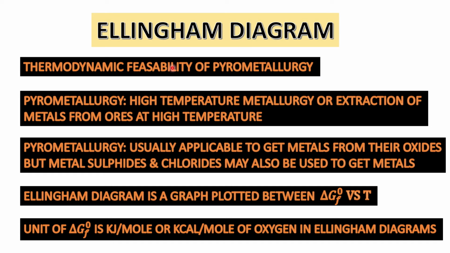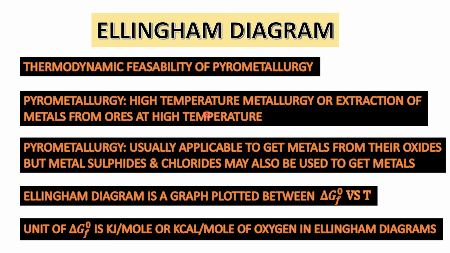What is the use of the Ellingham diagram? You can see this point number 1, which is saying the thermodynamic feasibility of pyrometallurgy. That means if you are doing metallurgy, I hope you know what metallurgy is. Metallurgy is the extraction of the pure metal from its ore. And pyrometallurgy means high temperature metallurgy, or the extraction of metals from the ores at very high temperature.